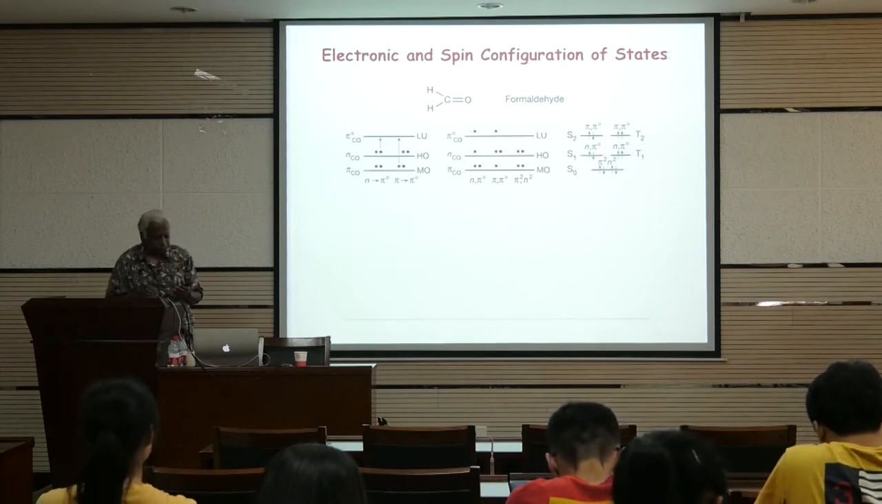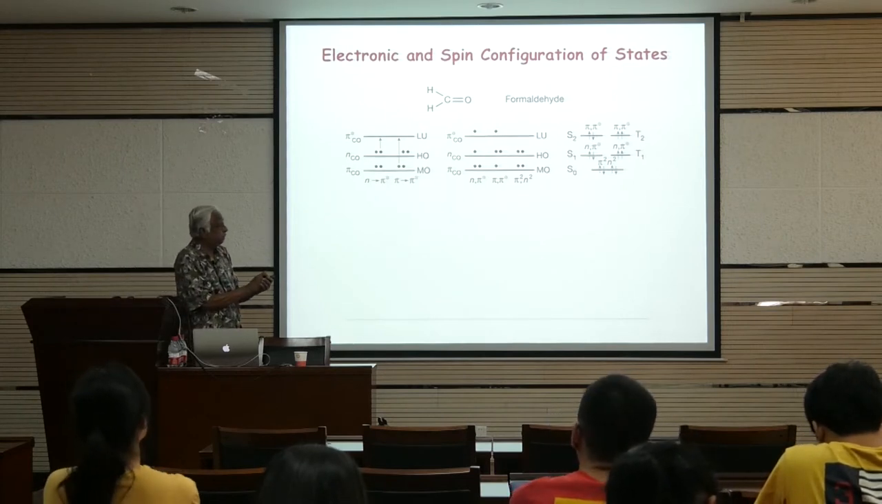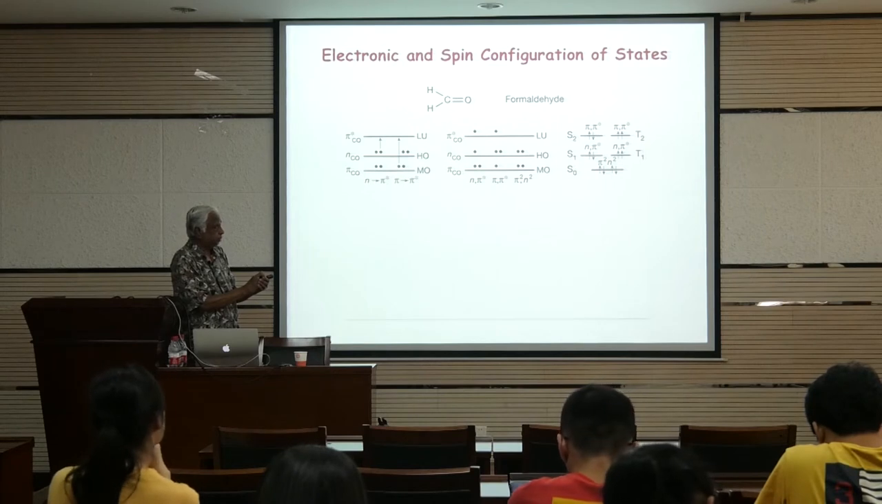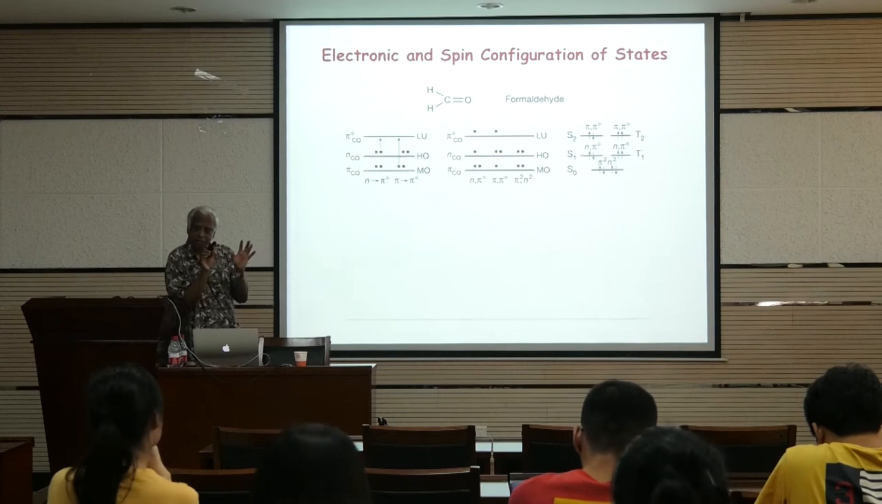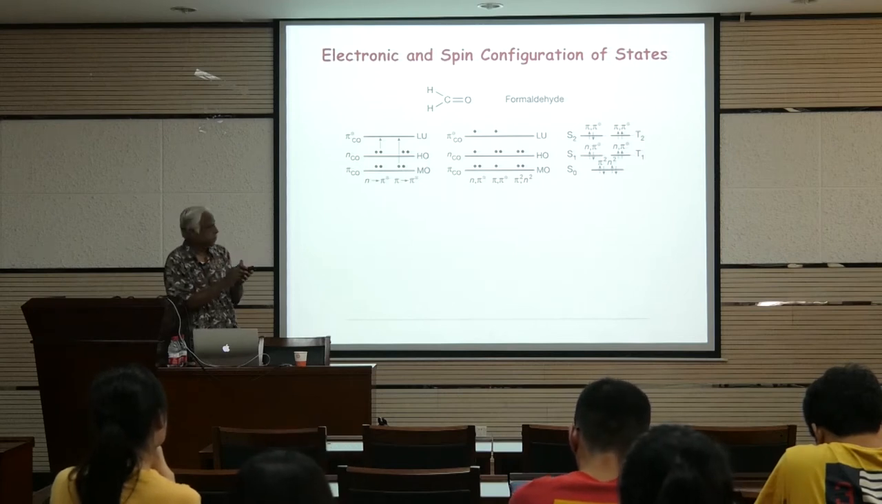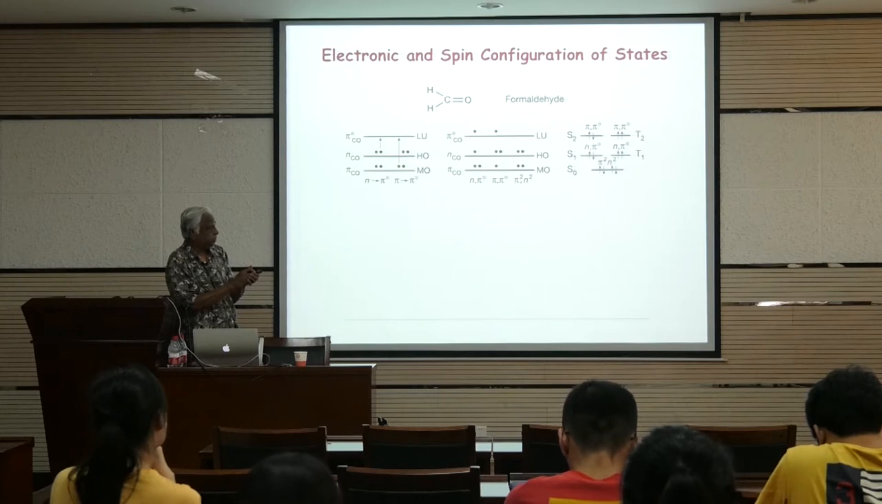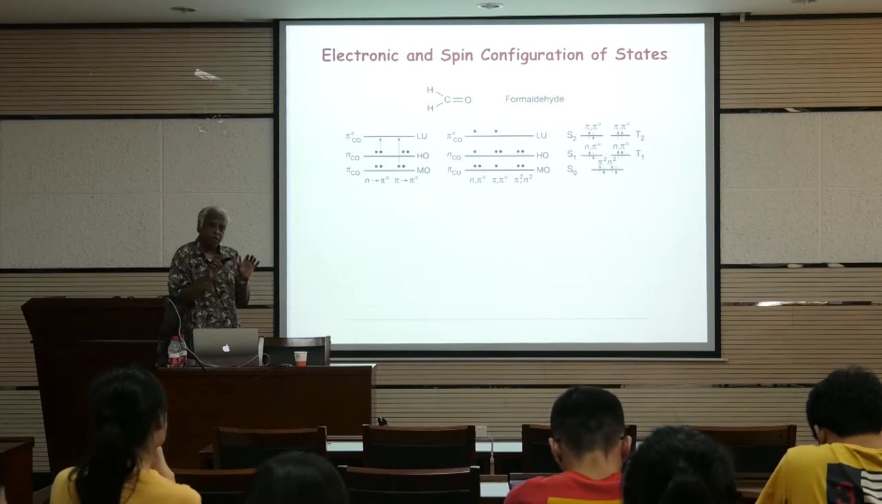So you can see now, in this case S0, S1, and T1, the electrons are in the same type of orbitals in both the states. There is one electron in the n orbital, there is one electron in the pi star orbital. T1 also has one electron in the n and pi star. The electronic configuration is the same.